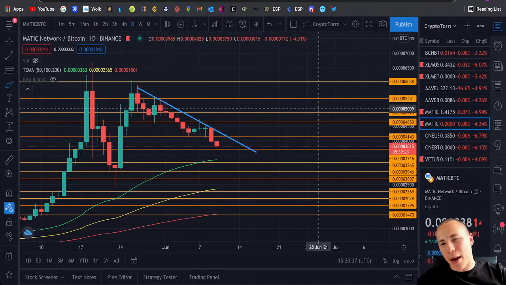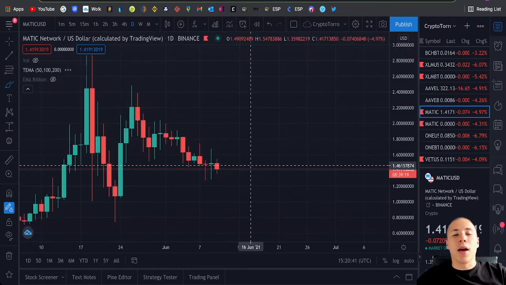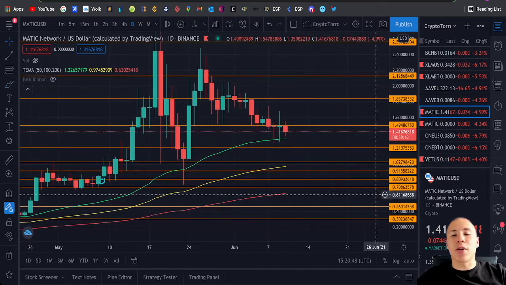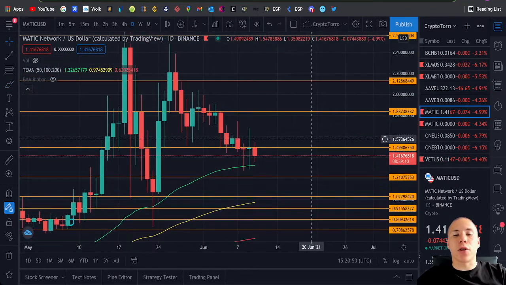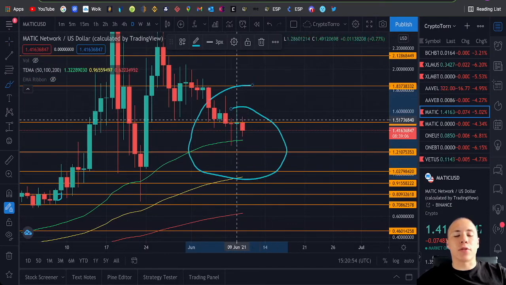And let's take a look at Matic compared to the US dollar. So Matic compared to the US dollar on the daily chart, the moving averages are already enabled, and that is why I would like to take a look at those as well. And what we're seeing over here is actually that the moving averages are serving as well on the US dollar chart as major levels of support.